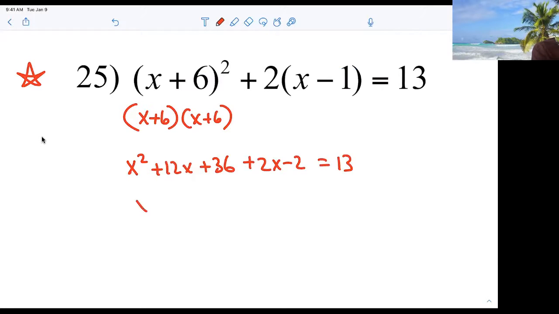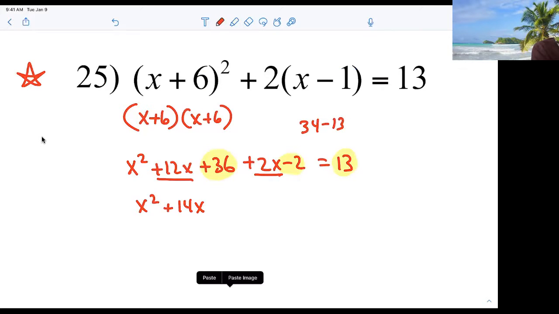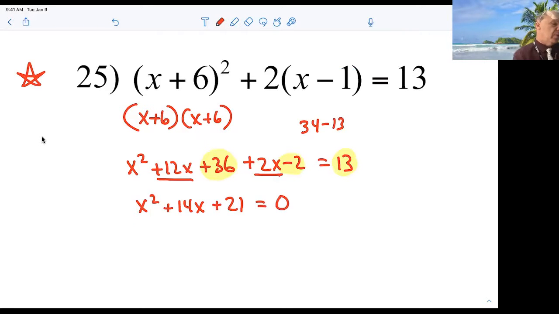Combining terms, x squared plus what? 12, yeah, plus 14x. Now, come on now, let's try to do this in one step. Paying attention, 36 minus 2, 34, then what do I do with that 13? Right, there you go. 34 minus 13 is plus 21 equals 0.